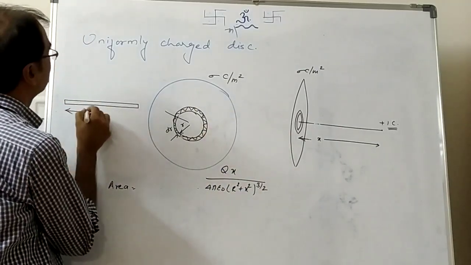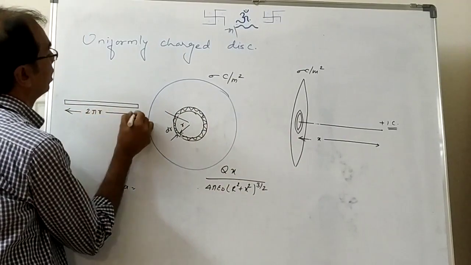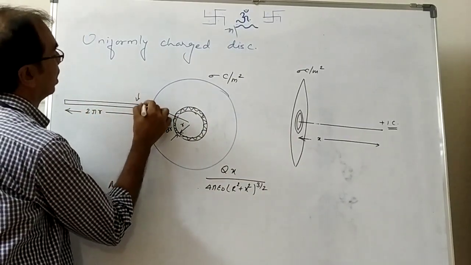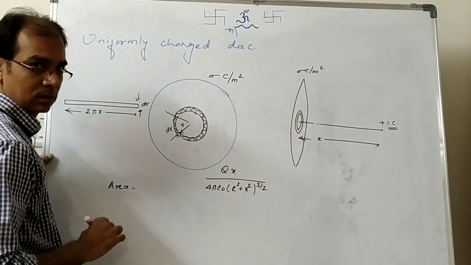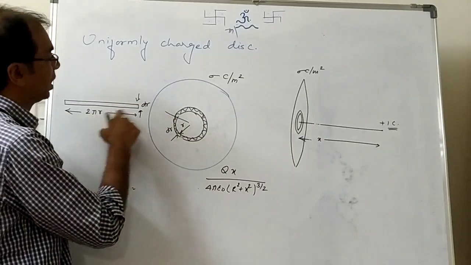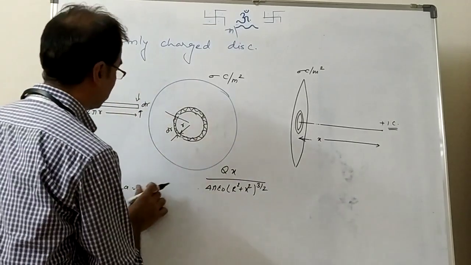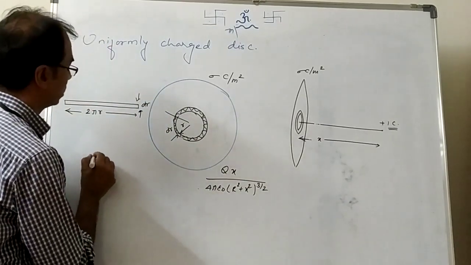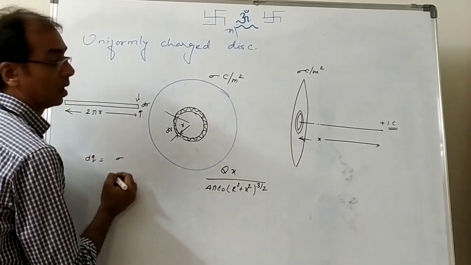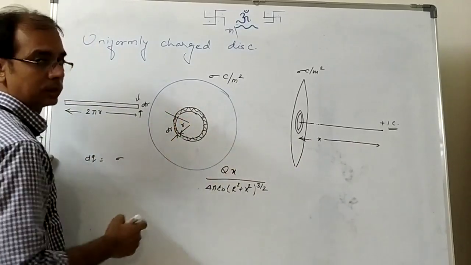What is its length? 2 pi r. And what is its thickness? dr. So what is this area? 2 pi r into dr. You understand that? So now what is its charge? Charge on that is dq. dq is sigma into area.